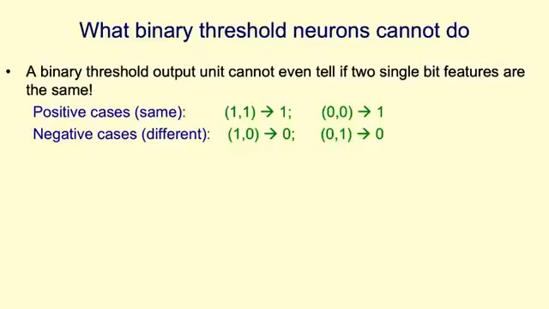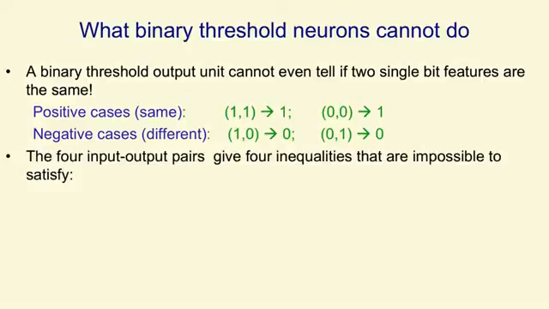So the simplest example is, consider a problem in which there are 2 positive cases and 2 negative cases. And the features are just single bit features that have values either 1 or 0. So the 2 positive cases consist of both features being on, in which case the right answer is 1, or both features being off, in which case the right answer is 1. And the 2 negative cases are when one feature is on and the other one's off, in which case the right answer is 0. So all we're asking the binary threshold unit to do is decide whether the 2 features have the same value. And it can't even learn to do that. We can prove that algebraically.